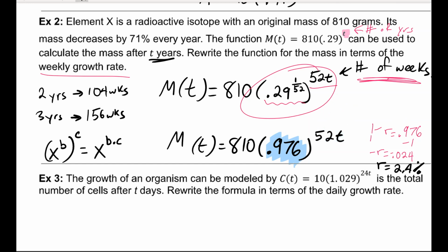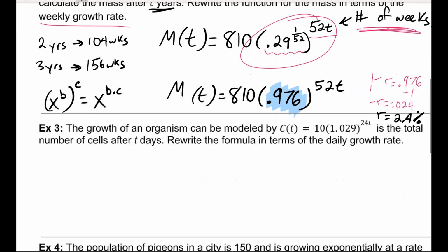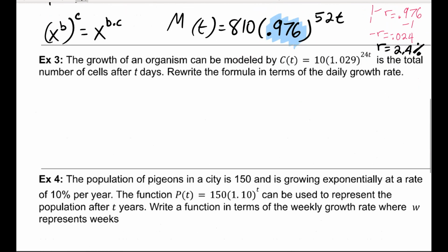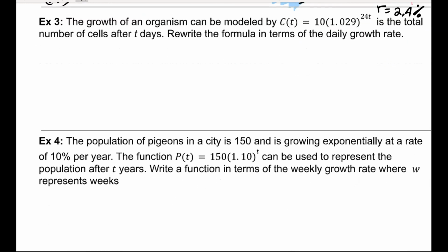So there are instances where somebody has already done that, and we need to go back. So that would be exercise 3. The growth of an organism can be modeled by C of t equals 10 times 1.029 to the 24 times t, and t is measured in days.